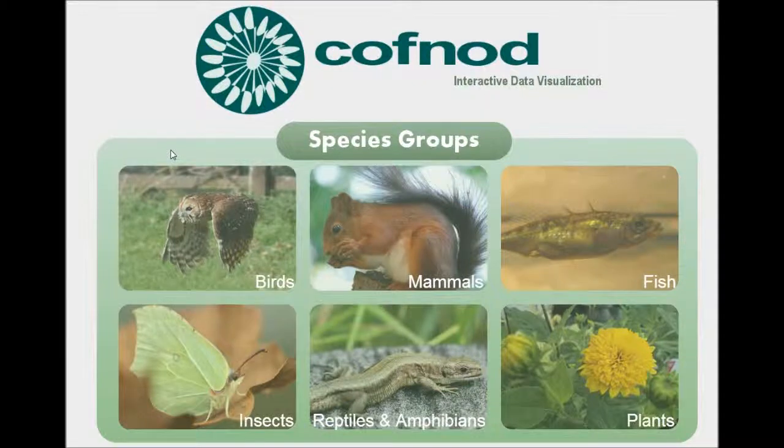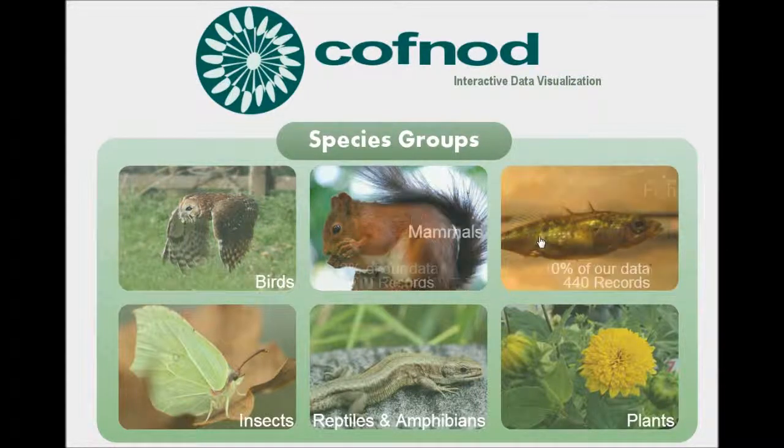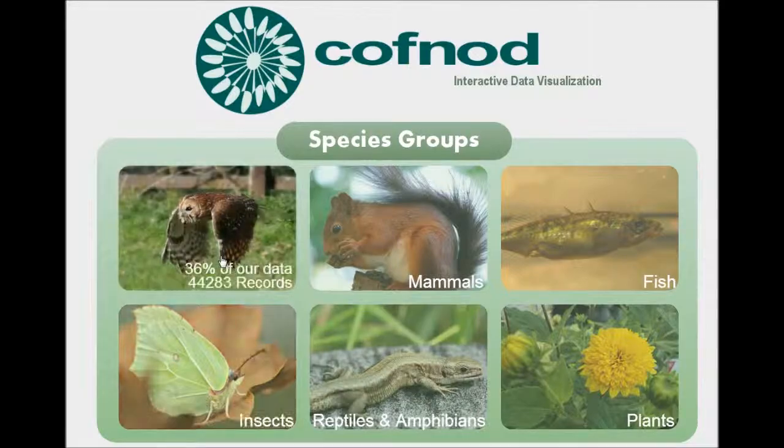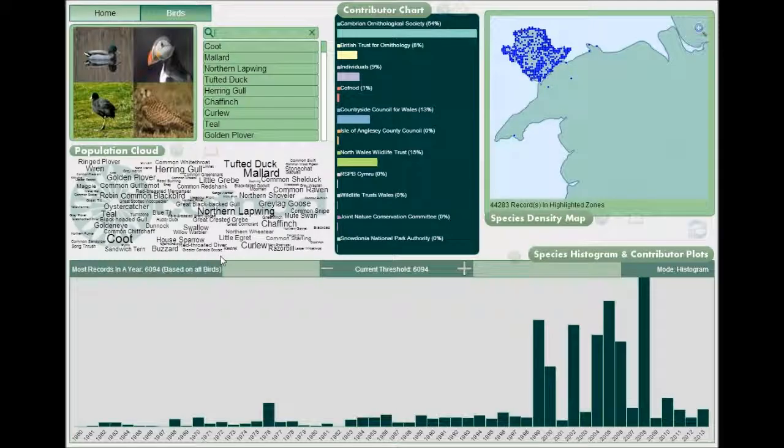Upon loading up the website, the user is presented with a menu of the application. This contains all the species groups the user can view. When the user hovers over a species group, they see a simple representation of how much data that species group contains. Clicking a species group will direct them to a species group view.